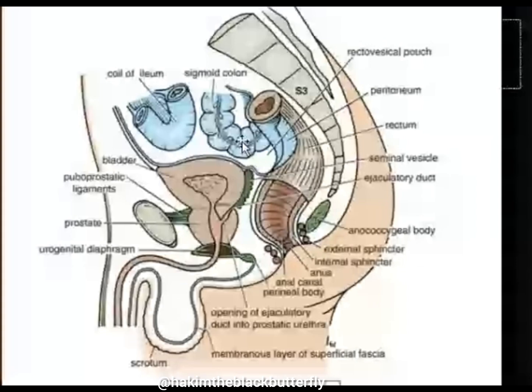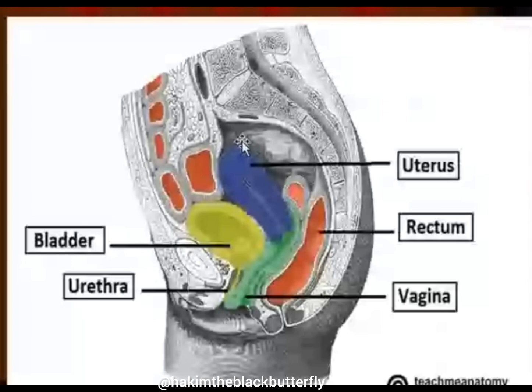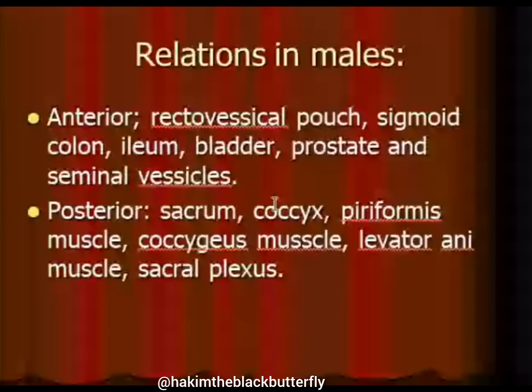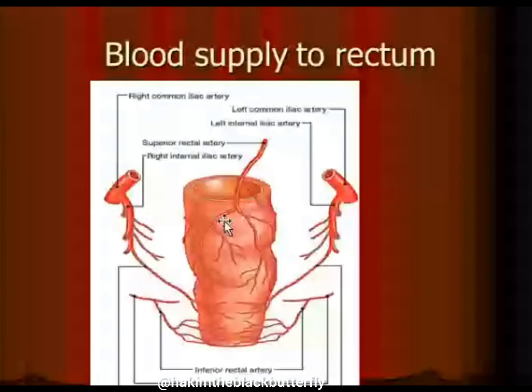Very important relations, and here we have demonstrated them in sagittal section. You're going to find slides which demonstrate them in transverse section. The posterior relations are the same in both males and females, mainly the sacrum and the coccyx. There's a muscle known as piriformis, coccygeus muscle, we saw it in the pelvic diaphragm, levator ani muscle, we saw it in the pelvic diaphragm, and nerves coming from the sacral segment of the spinal cord known as the sacral plexus. These are the same relations both in males and in females.